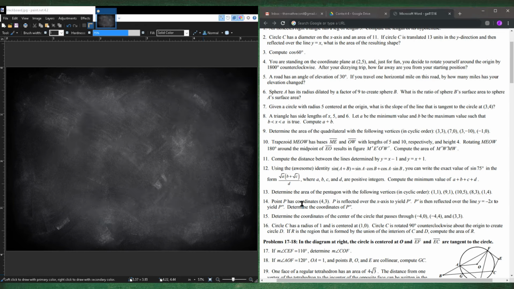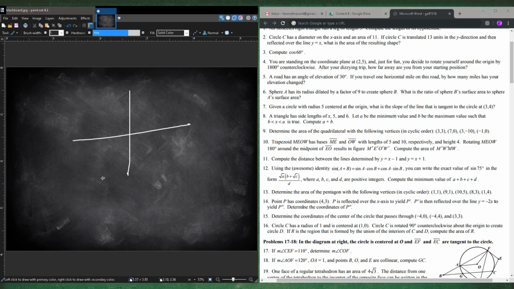Number 11, compute the distance between the lines determined by y equals x, y equals x minus 1, and y equals x plus 1. So you have a picture, a line like this and a line like this. You just have to find the distance. So what you do is find the perpendicular line. If this is perpendicular, you get this point and this point, and then you just find the distance, and that's the distance between the lines.